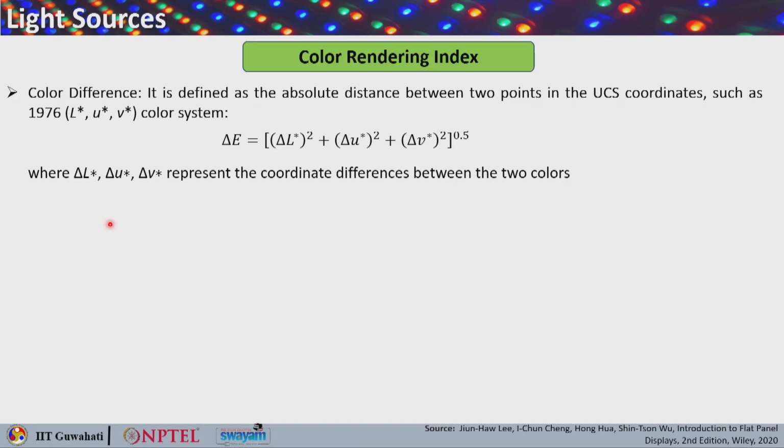So, how do you obtain the color difference? The difference of the colors can be calculated as the absolute distance between the 2 points in the UCS coordinates. If you consider the 1976 L star, U star, V star color system, there you can take the difference as the square root of delta L star square plus delta U star square plus delta V star square. Okay. So, these delta terms are basically representing the coordinate differences between the two colors.